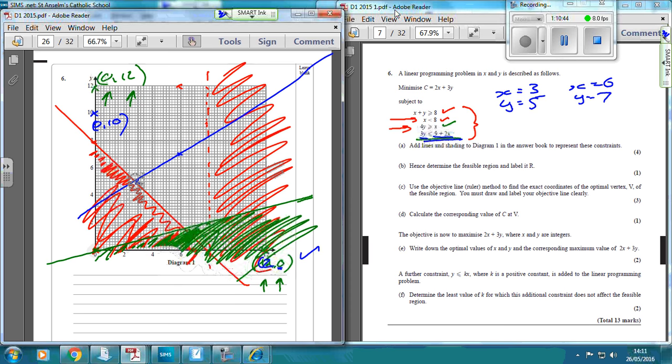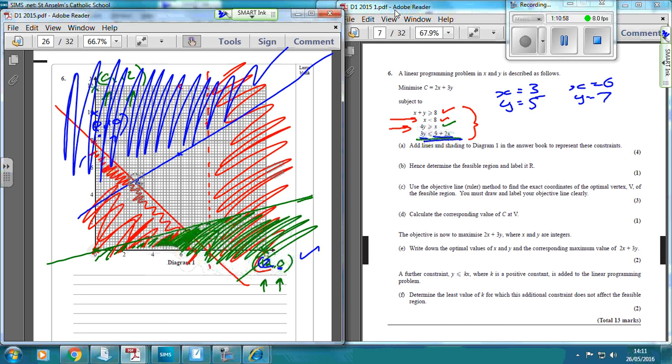So (0, 10). So 2 lots of my x number, so 2 lots of 0 plus 9 isn't bigger than 3 lots of my y number. So 9 isn't bigger than 30, so I don't want this side. So therefore I'm going to shade out this region here. Again, the more you do of these, the easier it will get for you. And that's it. And hence determine the feasible region and label it R.